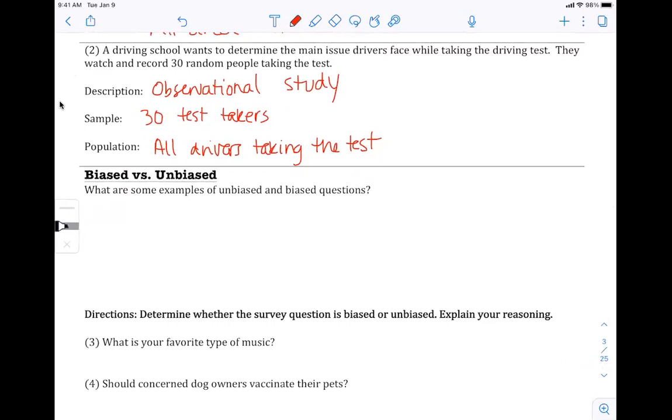And then the population, there could be other answers to this. I just said that these were all of the drivers that were taking the test. It could have been 30, who knows? But in this case, that would be our population.